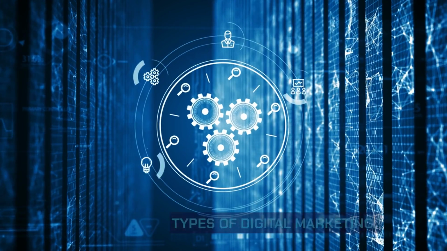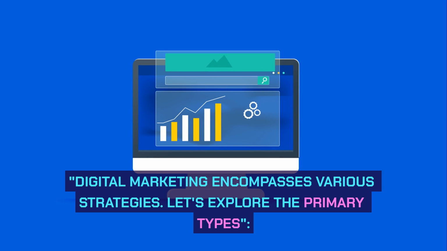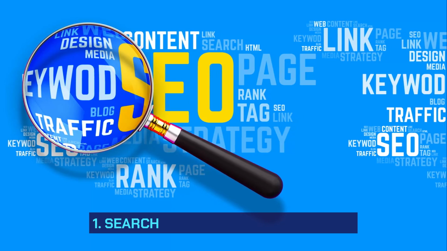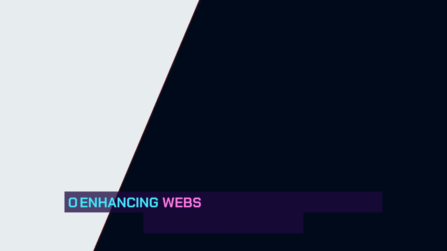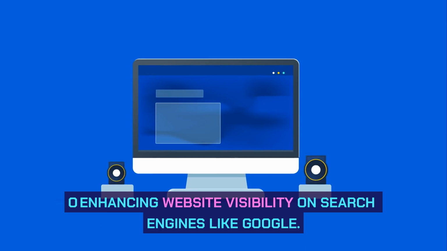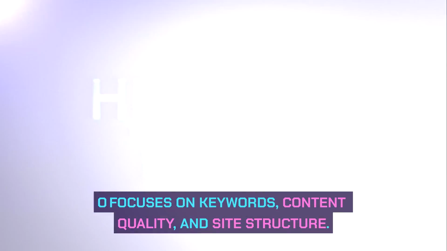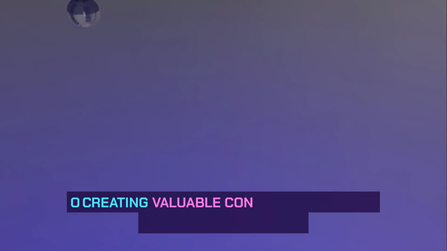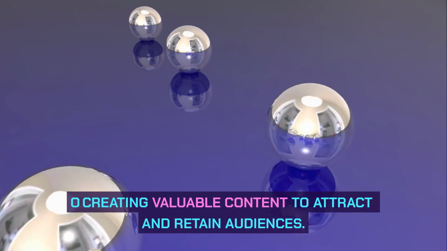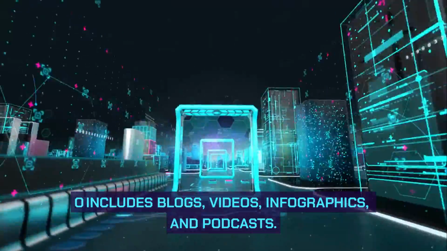Types of digital marketing. Digital marketing encompasses various strategies. Let's explore the primary types. 1. Search engine optimization, SEO, or enhancing website visibility on search engines like Google. It focuses on keywords, content quality, and site structure. 2. Content marketing, or creating valuable content to attract and retain audiences. It includes blogs, videos, infographics, and podcasts.